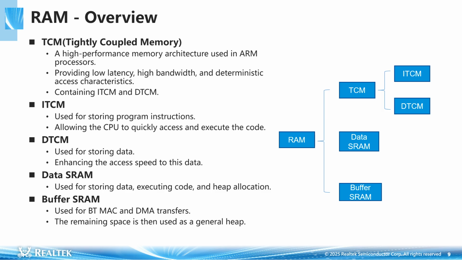ITCM is mainly used to store program instructions, allowing the CPU to access and execute the code at extreme speed, thereby providing operational efficiency. DTCM is a type of TCM dedicated to storing data, enhancing access speed to this data and thus improving application performance. Data RAM is used for storing data, executing code, and heap memory allocation, providing flexible storage options and supporting a variety of application scenarios. Buffer SRAM is used for BT-MAC and DMA transfers, and the remaining space is then used as a general heap.